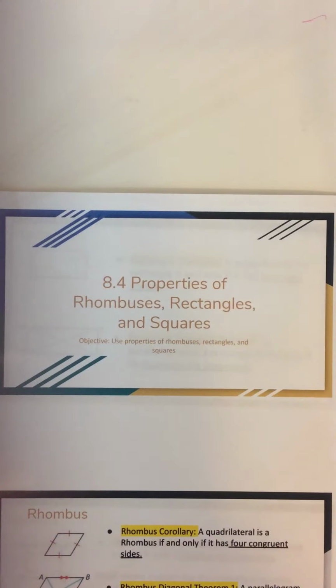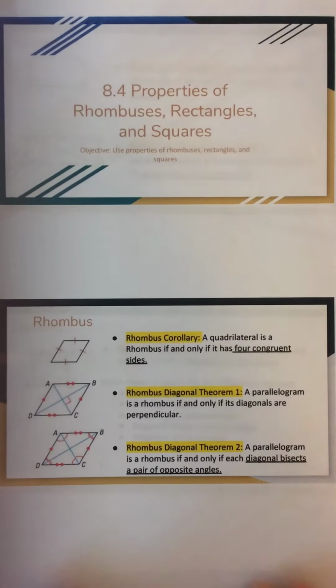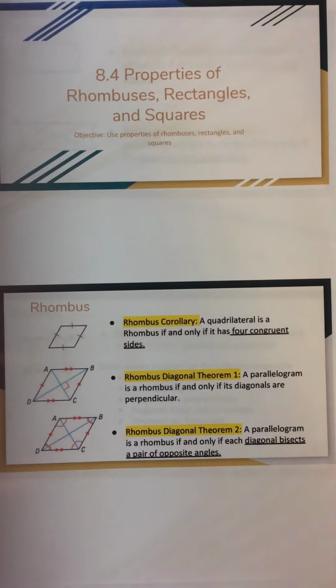So again, pause the video to write down your theorems, follow along in your textbook, or go look at the notes I've also posted on Classroom to get the notes you need. Our first set of theorems all go with the rhombus. And basically, our rhombus corollary says a quadrilateral is a rhombus if and only if it has four congruent sides. So all four sides are congruent, means it's a rhombus.